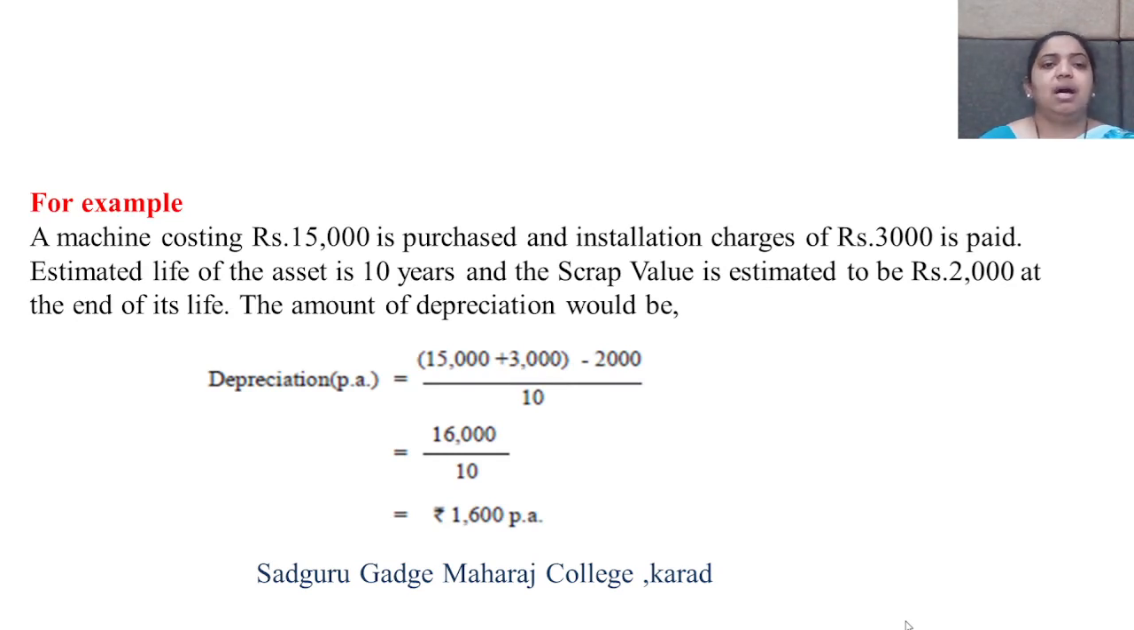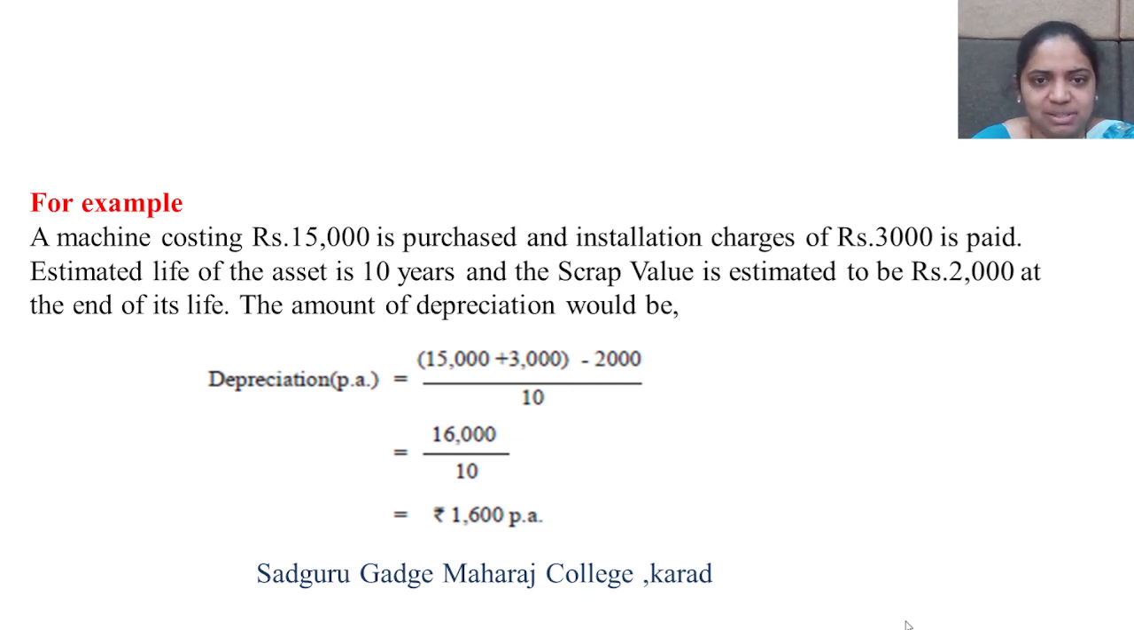Upon this formula, a machine costing rupees 15,000 is purchased and installation charges of rupees 3,000 is paid. Estimated life of an asset is 10 years and the scrap value is estimated to be rupees 2,000 at the end of its life. What will be the amount of depreciation? So easy is this. Apply the formula over here. Depreciation is equal to original cost minus scrap value upon estimated life of an asset. Let's see, what is the original cost? It is purchased for 15,000 plus incidental installation charges 3,000.